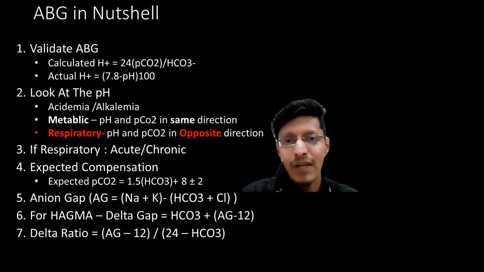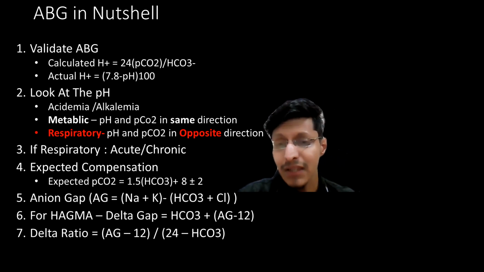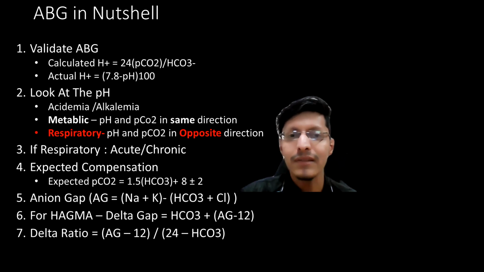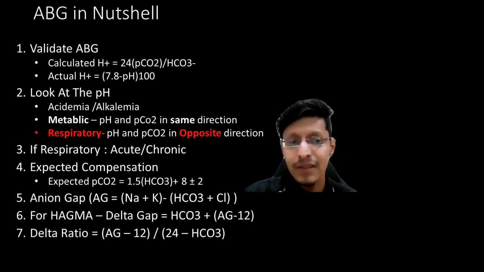Then look at the pH. You categorize it into acidemia or alkalemia. If it is metabolic, your pH and PCO2 will be in the same direction. If it is respiratory, your pH and PCO2 will be in the opposite direction. Then you see, if it is respiratory, whether it is acute or chronic.